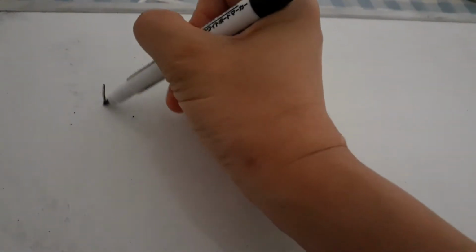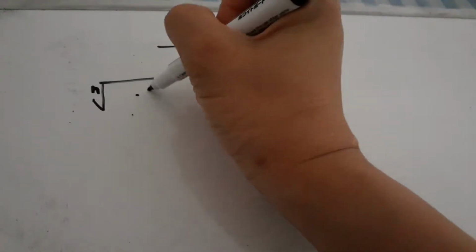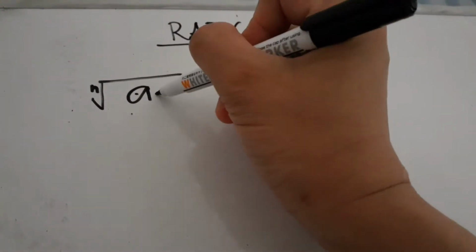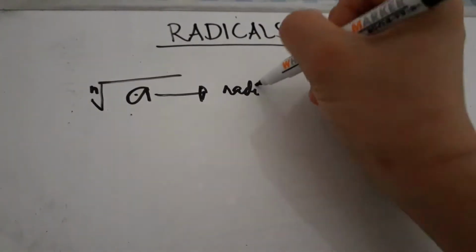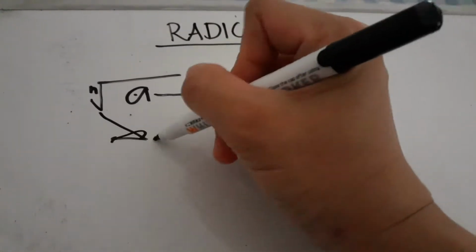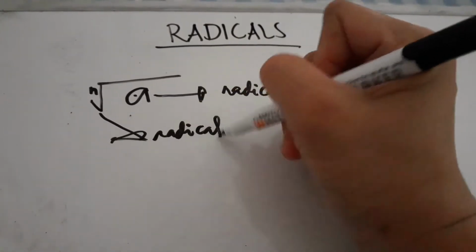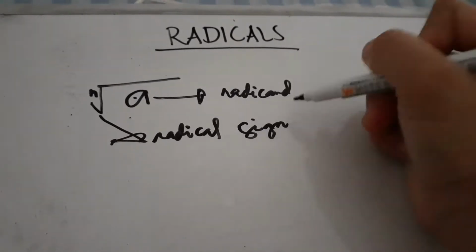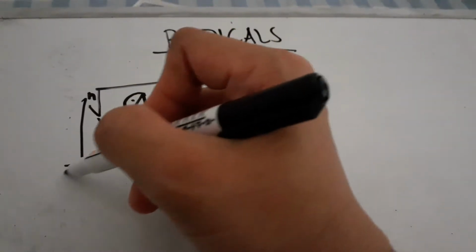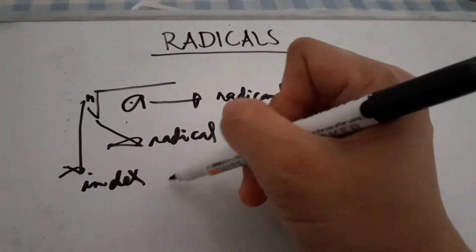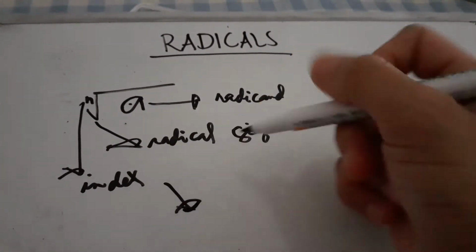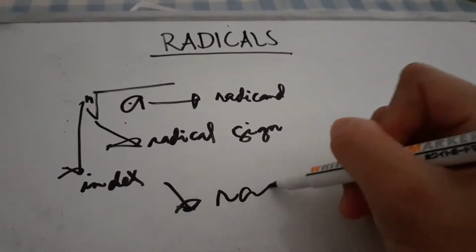The lesson for today is all about radicals. In this expression, the nth root of a, the number a is the radicand, the square root sign is the radical sign, and the number n is called the index, and the entire expression is called a radical.